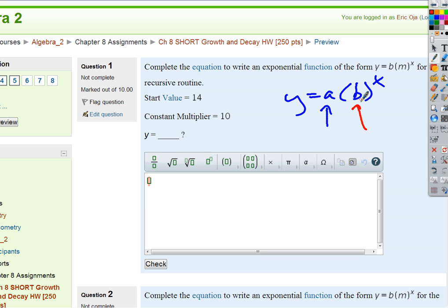So all you have to do here is literally just plug this stuff in. It's that simple. I want you to just get used to writing exponential functions. So the start value is 14. That's what goes out front. So you would just fill in the blanks. 14 times 10, the constant multiplier, raised to the power of x. That's it. That's all they're wanting you to do. Okay?